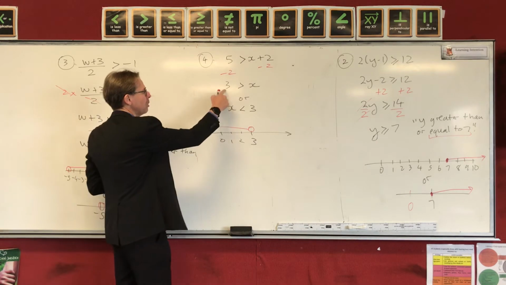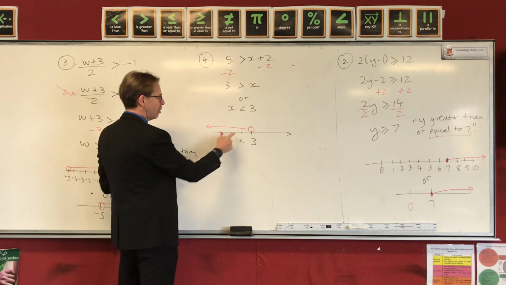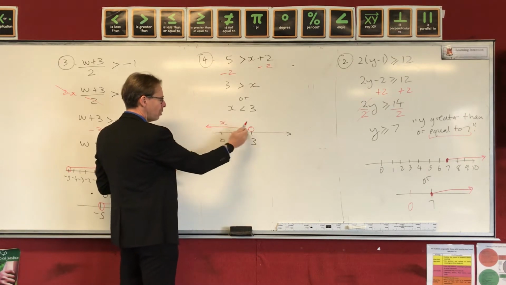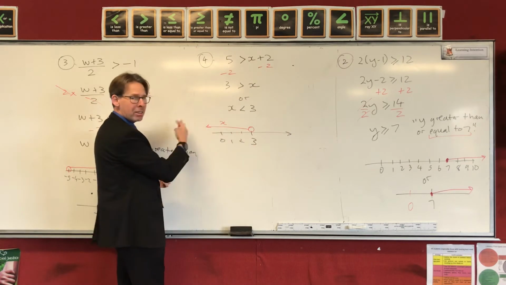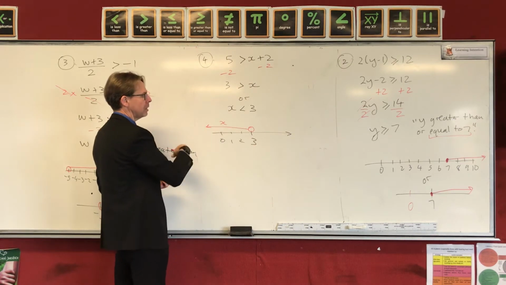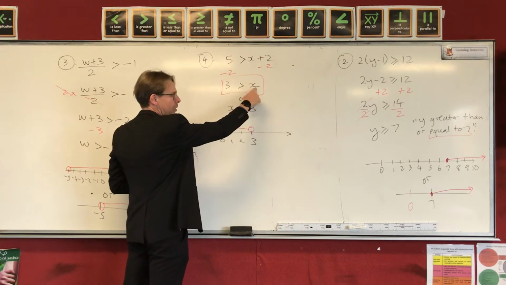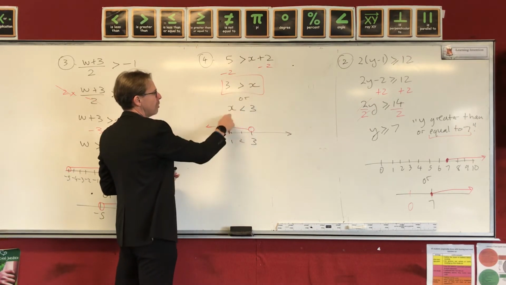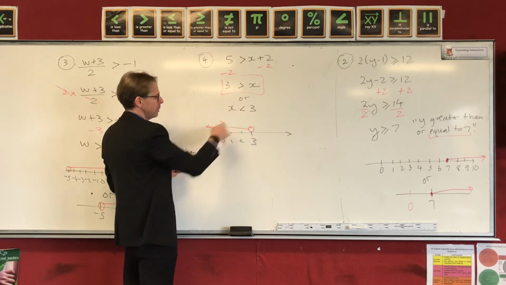Alright? And check back with this. What we had was 3 is bigger than x, didn't we? So if x is all these numbers here, 3 is bigger than that, isn't it? 3 is bigger than all these numbers over here. Okay? So if you get a question like that with the pronumeral on the right-hand side, just put it on the left-hand side, but you've got to reverse the inequality if you do that. Okay?